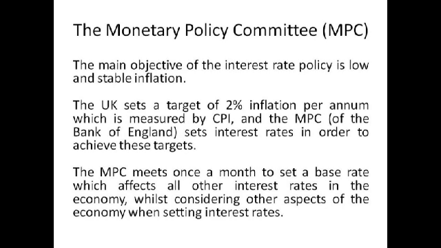The people that deal with the monetary interest rate policy are the Monetary Policy Committee, or the MPC. The main objective of the interest rate policy is low and stable inflation, and the UK sets a target of about 2% inflation per annum, which is measured by CPI, as shown in the previous video. The MPC, which is run by the Bank of England, sets interest rates in order to achieve these targets, as will be explained on the next slide.